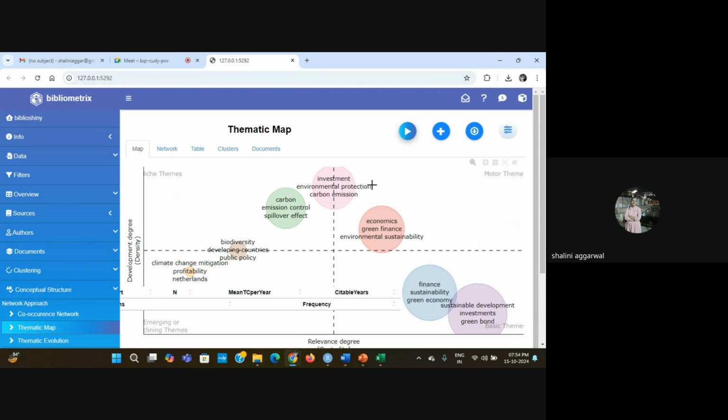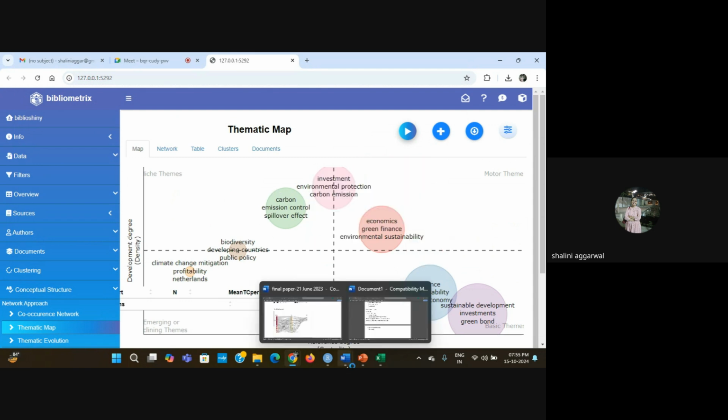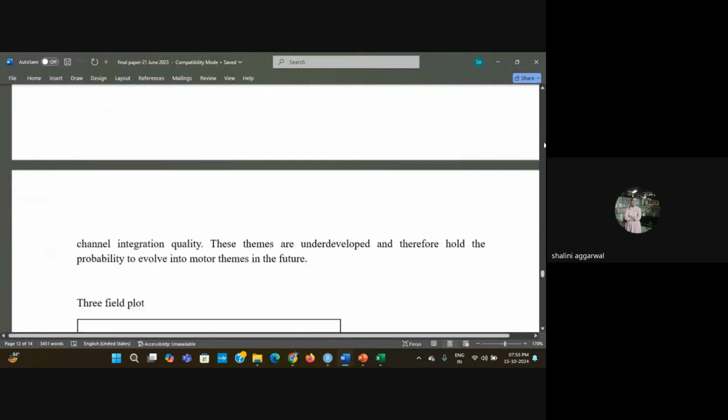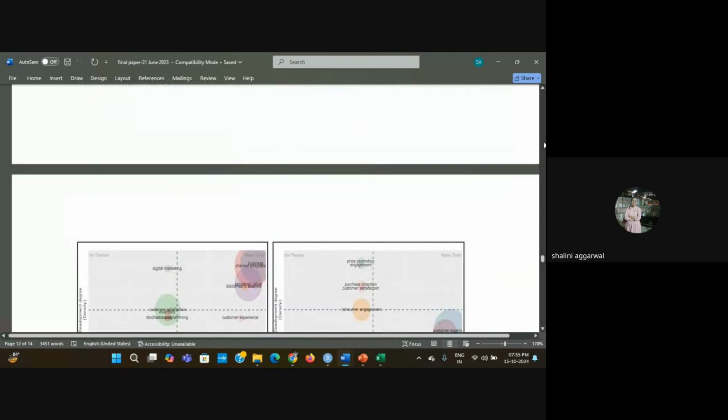Okay, this is the diagram that has come. Look at this. It is divided into 4 parts. Can you see? Let me show you from my paper this point, how to write for this. Look at this now.